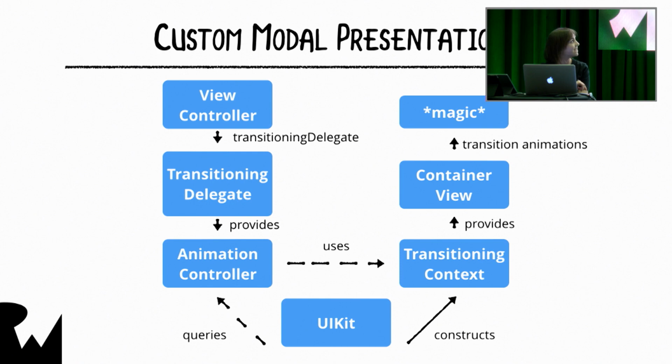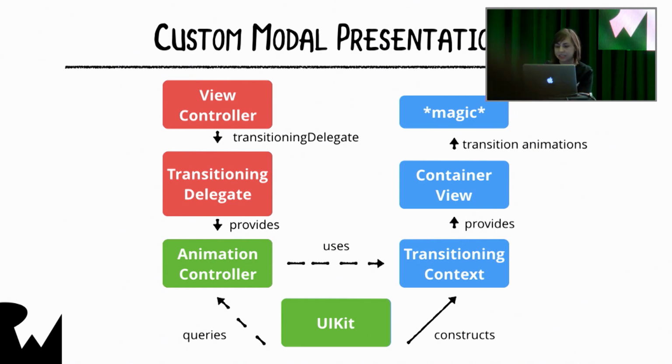So how does this all work? Well, the transitioning API has plenty of protocols that allow you to customize pretty much any part of the presentation or dismissal interaction. So each view controller has a transitioning delegate. And that transitioning delegate provides an animation controller. When a view controller is about to be presented or dismissed, UIKit checks in with the animation controller to understand how to present the next view controller.